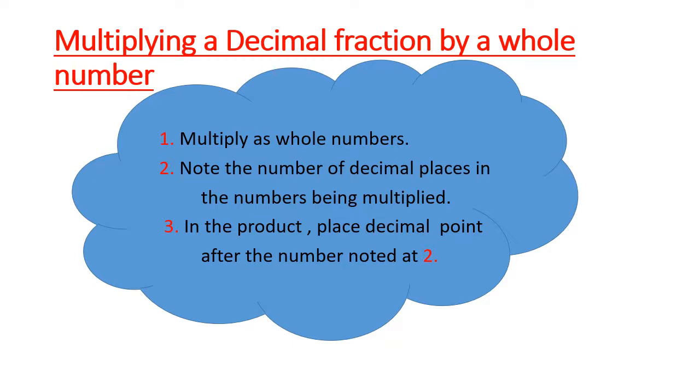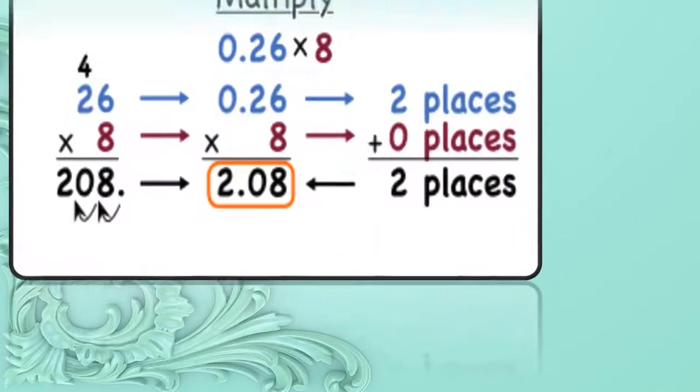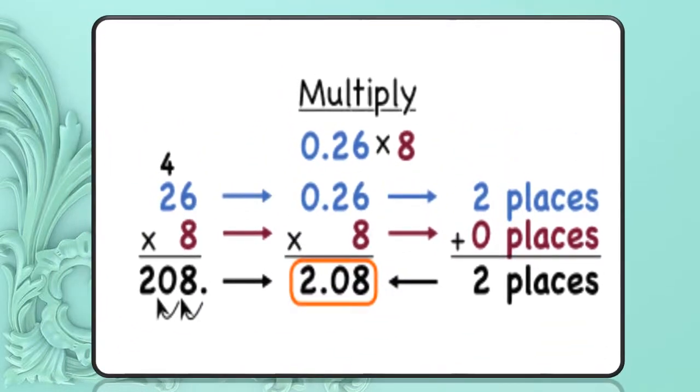Let's see one example by which you might understand this concept clearly. Students, you can see we are going to multiply 0.26 by 8. So here 0.26 is a decimal fraction and 8 is a whole number. First of all, I told you the first step is to forget about the decimal point. You just multiply it as whole numbers.